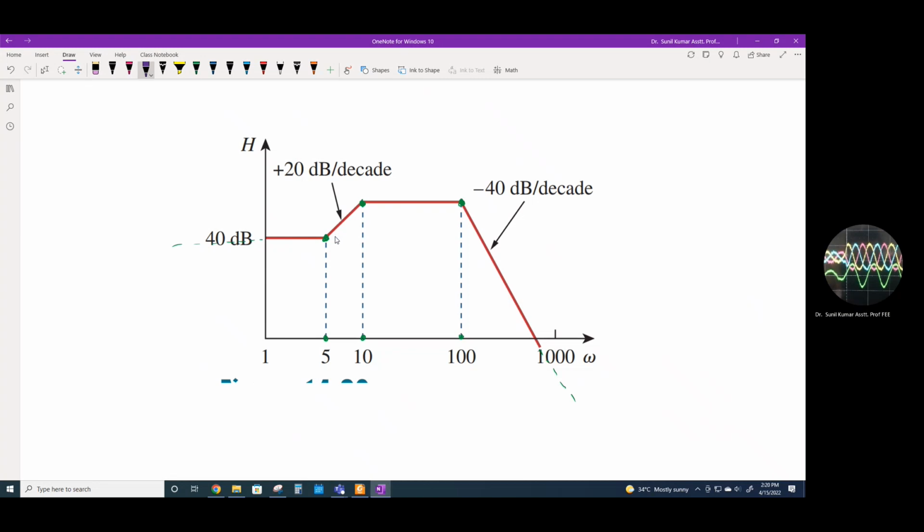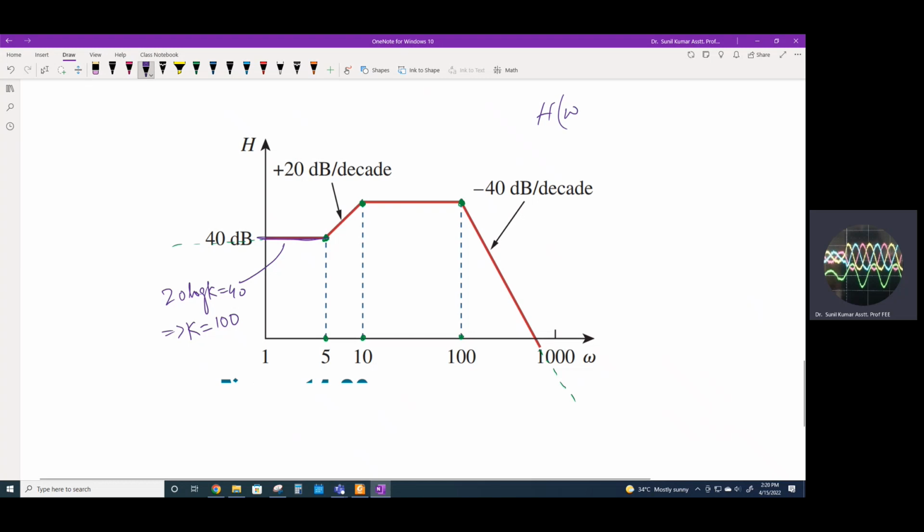So I have a horizontal line for omega less than 5 at 40 dB. That means I just have a value of k. Okay, 20 log of k is 40 dB. So this will give me the value of k equals 100. So let's draw the lines first. Okay, so this is line number 1.